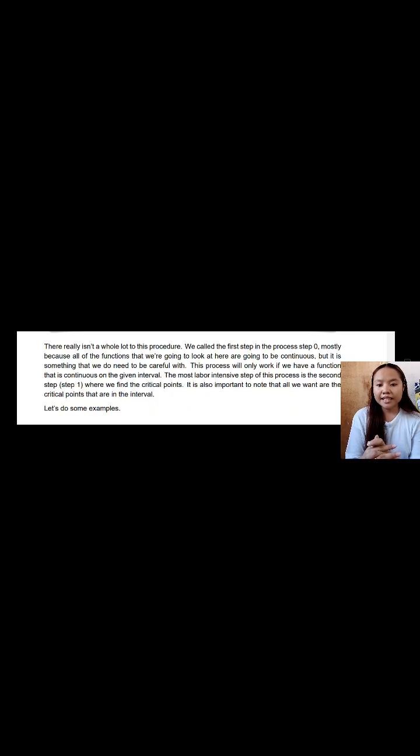So there really isn't a whole lot to this procedure. We call the first step in the process step 0, mostly because all of the functions that we're going to look at here are going to be continuous. But it is something that we do need to be careful with. This process will only work if we have a function that is continuous on the given interval. The most labor-intensive step of this process is step 1, where we find the critical points. It is also important to note that all we want are the critical points that are in the interval.